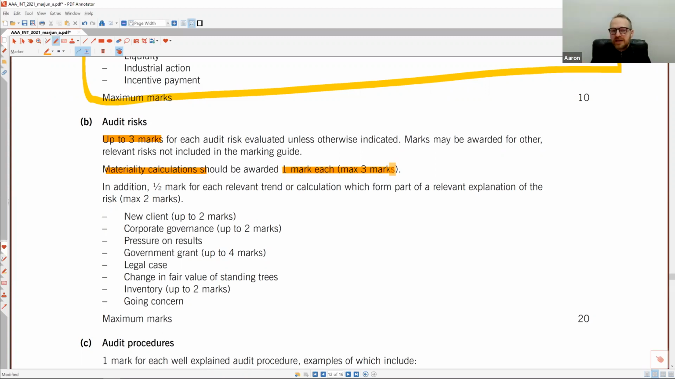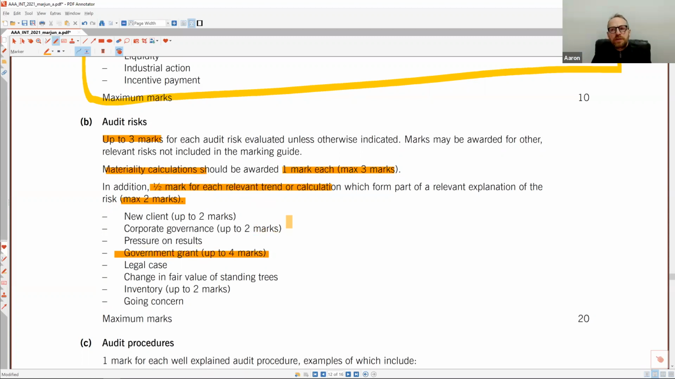It essentially means if you do 3 good materiality calculations and 4 trends or calculations, you're going to be sitting on 5 marks out of 20. That's a quarter of the marks, so you can get a quarter of the marks without too much effort. You have to make the trend relevant, so you need to know what you're talking about, but you take my point. So, government grant, up to 4 marks on the government grant.